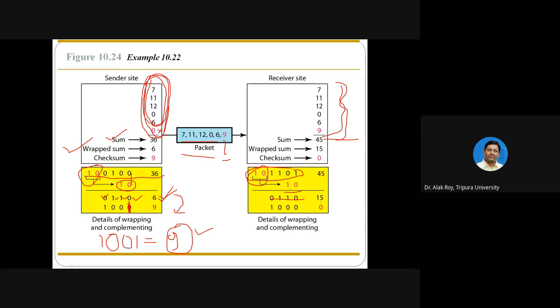Okay, there is again some mistake. I'll show you, there are some errors. It should be 0. Whenever you find the wrapped sum, its complement should be 0. If it is 0, then it is accepted. If it is not 0, then it is discarded.